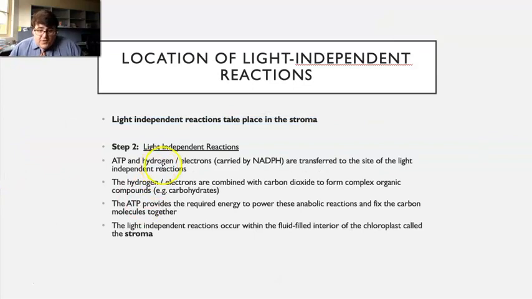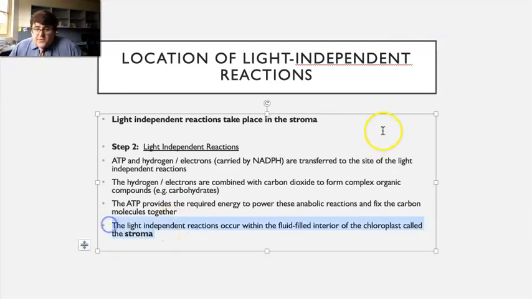whereas our light-independent reactions, which are our second step in photosynthesis, happen when the ATP and hydrogen electrons carried by NADPH are transferred to the site of light-independent reactions. The hydrogen, or the electrons, will then be combined with carbon dioxide to form complex organic compounds, like carbohydrates such as glucose, and the ATP will provide the energy to power those anabolic reactions and fix those carbon molecules together. Those light-independent reactions will occur within the fluid-filled interior of the stroma. So again, our understanding here is that light-independent reactions are taking place in the stroma. And that is the end of our first video.